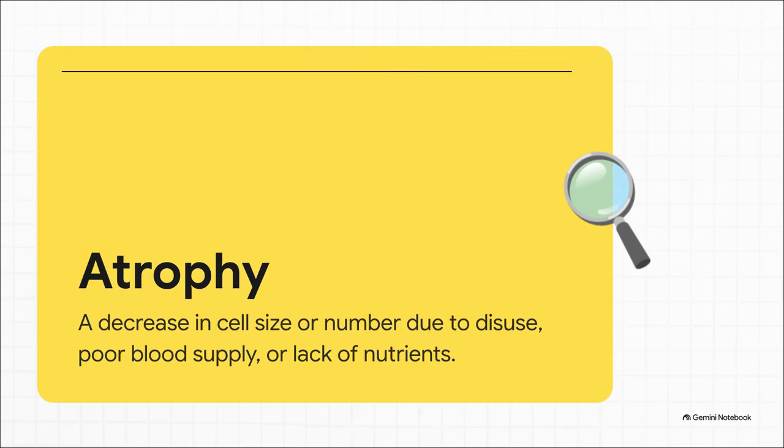Third on our list is atrophy. You can think of this as the body basically downsizing to save on resources. It's a decrease in either cell size or cell number, and it happens because of disuse, a poor blood supply, or maybe nutrient deprivation. The most striking visual example of this is the muscle wasting you'd see in a patient's limb right after a cast gets taken off after 6 weeks. If you don't use it, or if it's starved of nutrients, the tissue just atrophies.